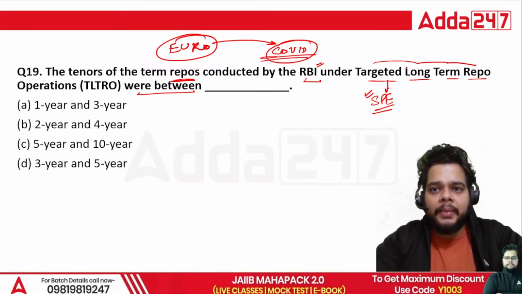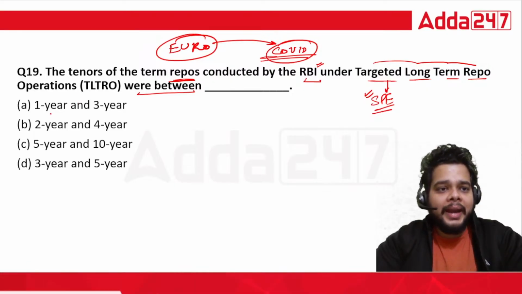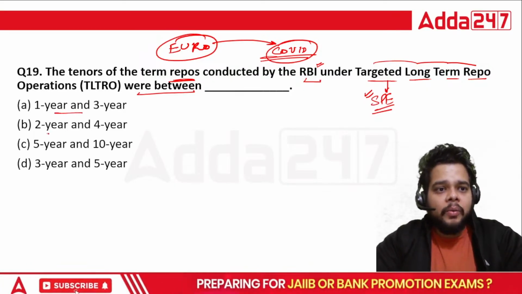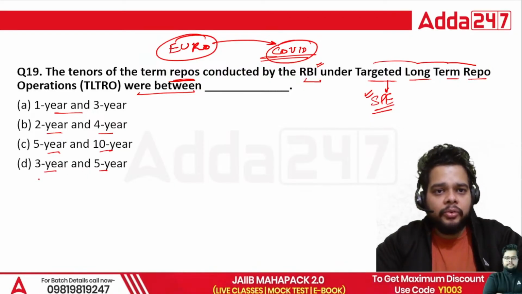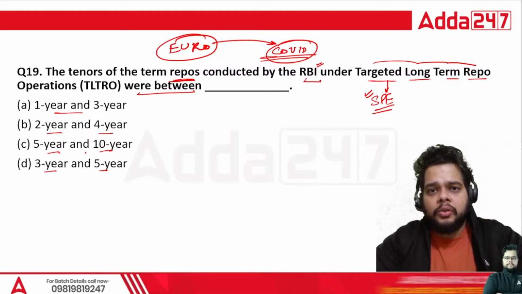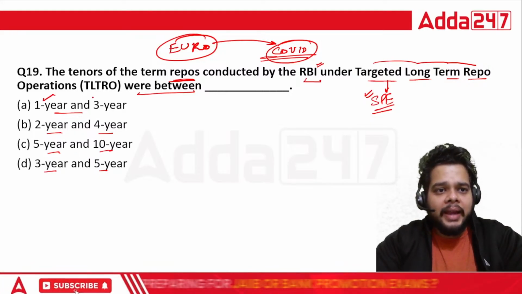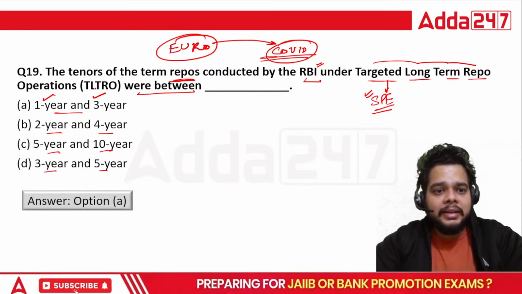So, the time period being the long-term repo operation, what will be the right answer? 1 year and 3 year, 2 year and 4 year, 5 year, 10 year, or 3 year and 5 year. As we know, during COVID, it was for 1 year and 3 years. So option A is the right answer here.